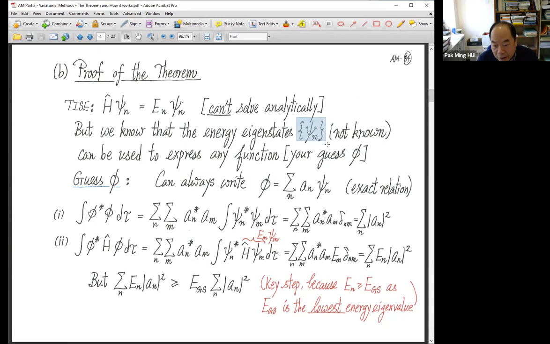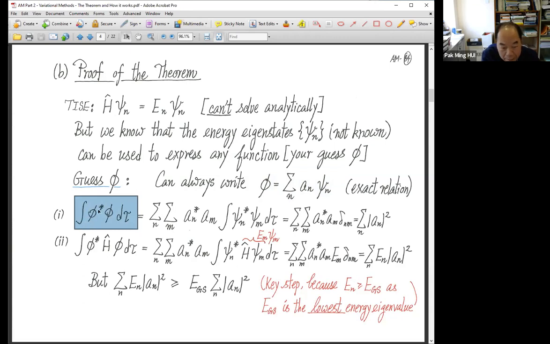Since these exact energy eigenstates are complete, you can always think of your guess as being expanded in terms of these phi n's. Now, let's calculate the expectation value with respect to your choice. There is a numerator, and that is the denominator. The denominator is this thing. You have made your choice.